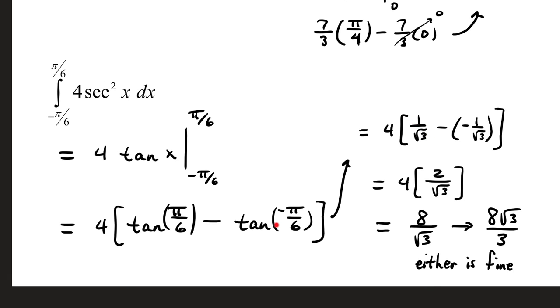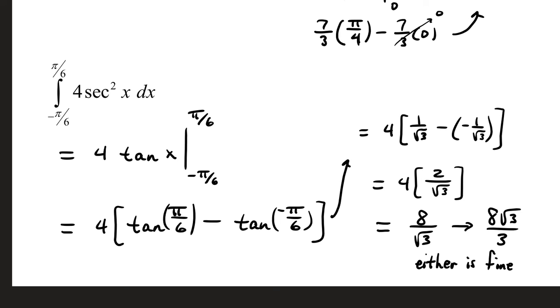Tangent of negative pi over 6 takes you to a location with a y-coordinate of -1/2 and an x-coordinate of positive square root of 3 over 2, because that's negative 30 degrees equivalent. And it has a y over x ratio of -1 over square root of 3. These two negatives make a positive, so inside the bracket we have 2 over square root of 3. Multiplying by that scalar 4, that gives us 8 over square root of 3.